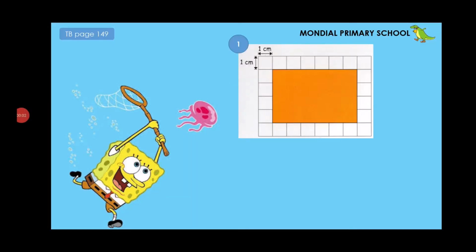Number 1. The length of a rectangle is 6 cm and the breadth is 4 cm. What is the area of the rectangle? The area of the rectangle can be found by multiplying its length by its breadth. Hence, the area of the rectangle is 6 times 4 is equal to 24 square centimeters.